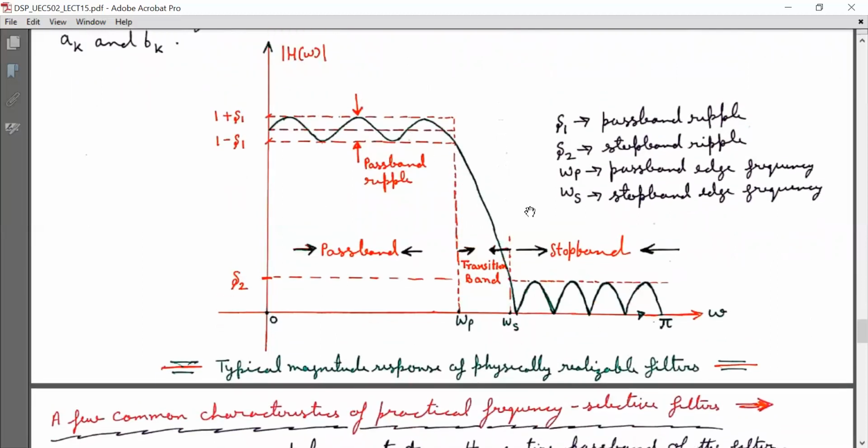So this is a very important diagram because it indicates the ripples in the passband as well as in the stop band, and it indicates the transition band also. So very important to learn.